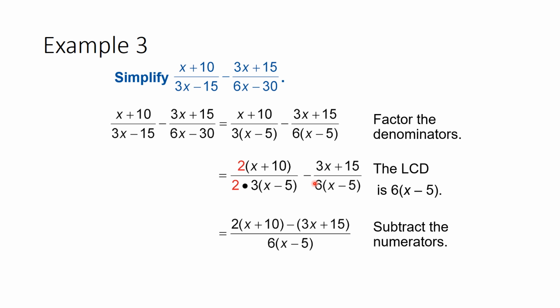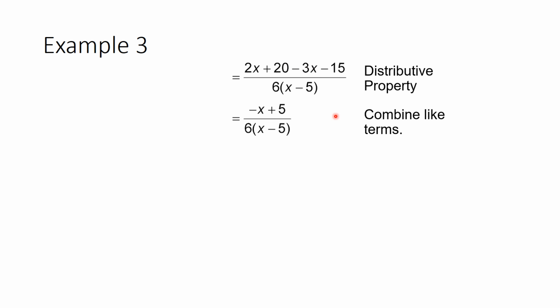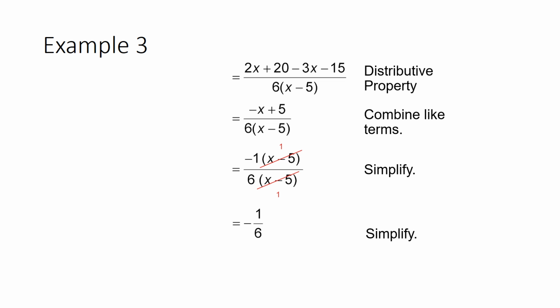Now, because we are subtracting, we're going to subtract the second fraction. So that means we're going to distribute that negative. So this becomes 2x plus 20 minus 3x minus 15. Combine like terms. And then we can even go ahead and factor out this negative. Once I factor out a negative 1, I can now simplify even further. So my final answer is negative 1/6.